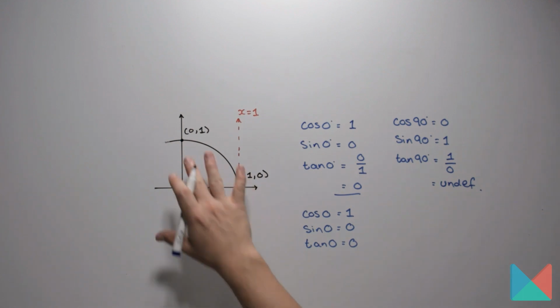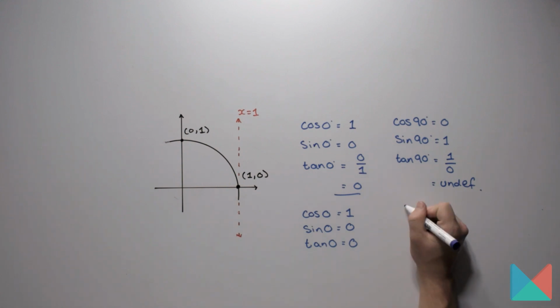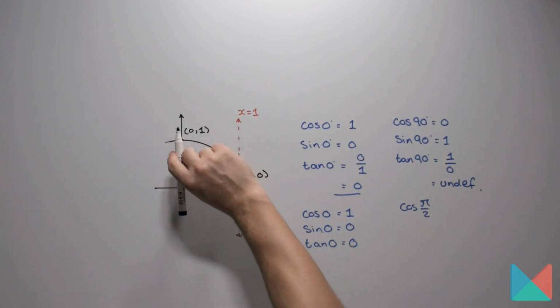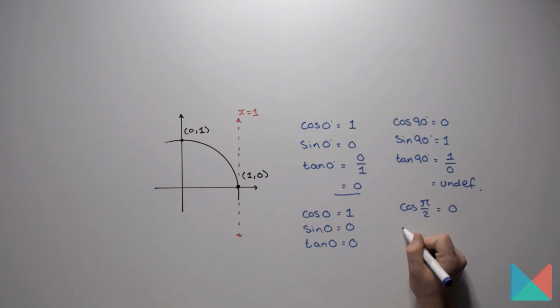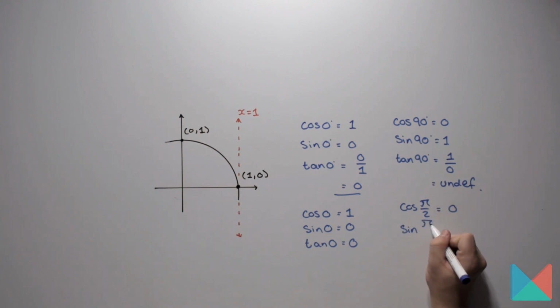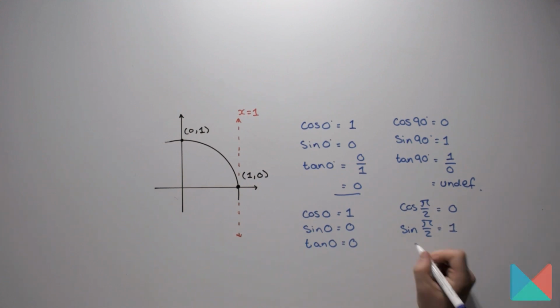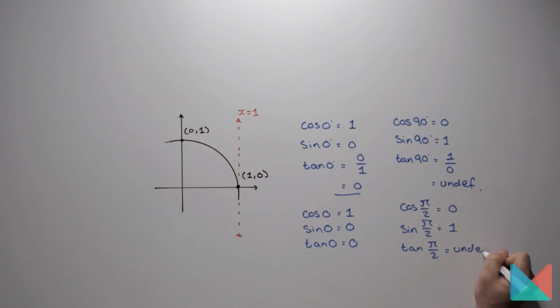Now let's interpret these coordinates in terms of radians, and 90 degrees is the same as pi on 2 radians. So cos of pi on 2 radians will be our x component, which is 0, and sine of pi on 2 will be 1, being our y component, and tan of pi on 2 radians will be undefined.